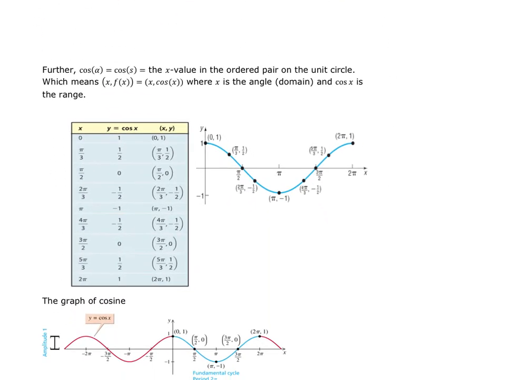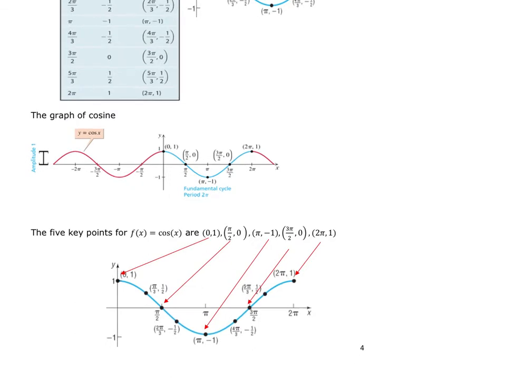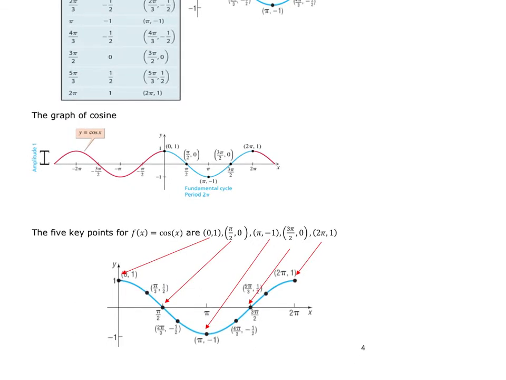So doing the same thing with cosine, here's my cosine wave, and here's the fundamental cycle of the cosine wave. It also has the ability to continue on in both directions each way. And again, this part of the graph in blue is the fundamental cycle. This is continuing to the left. This is continuing to the right.